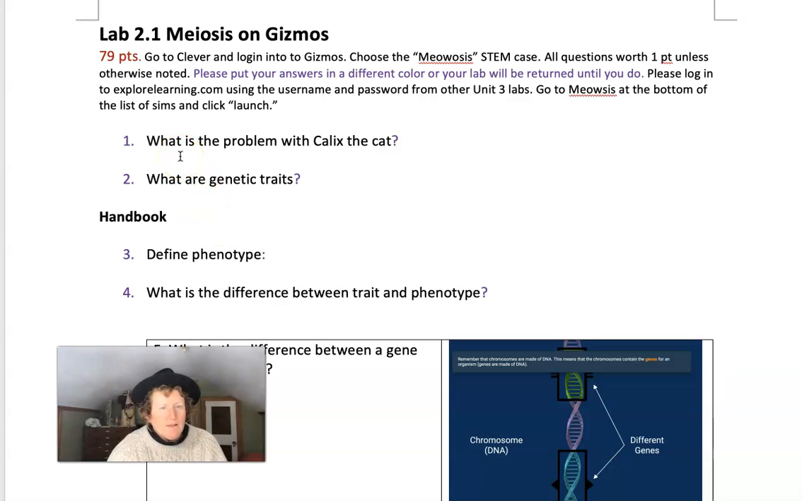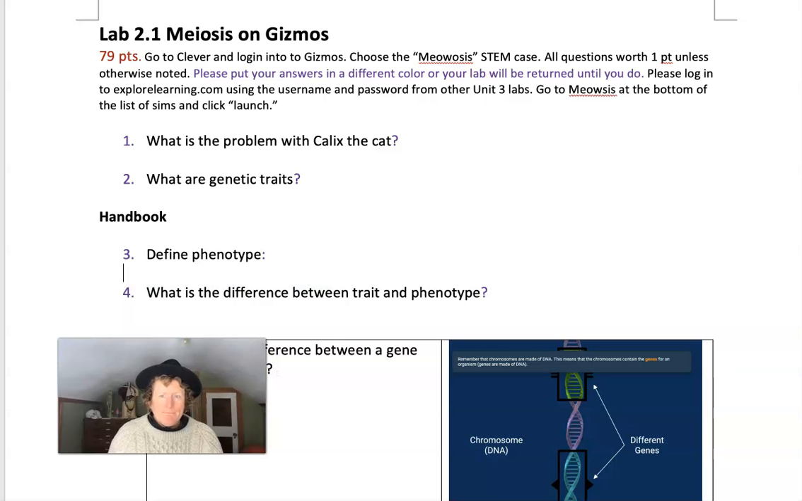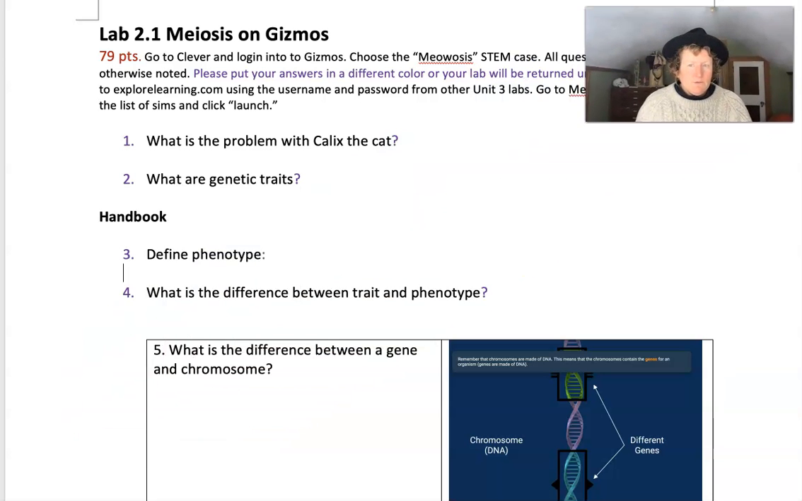What's the problem with Calyx the cat? Well, he's orange and black and white, and that coloring is only supposed to occur in females. Calyx is a male. What are genetic traits? Well, they're characteristics, not necessarily observable, that are inherited from your parents. For example, a genetic disorder might not be observable, but it is a genetic trait.